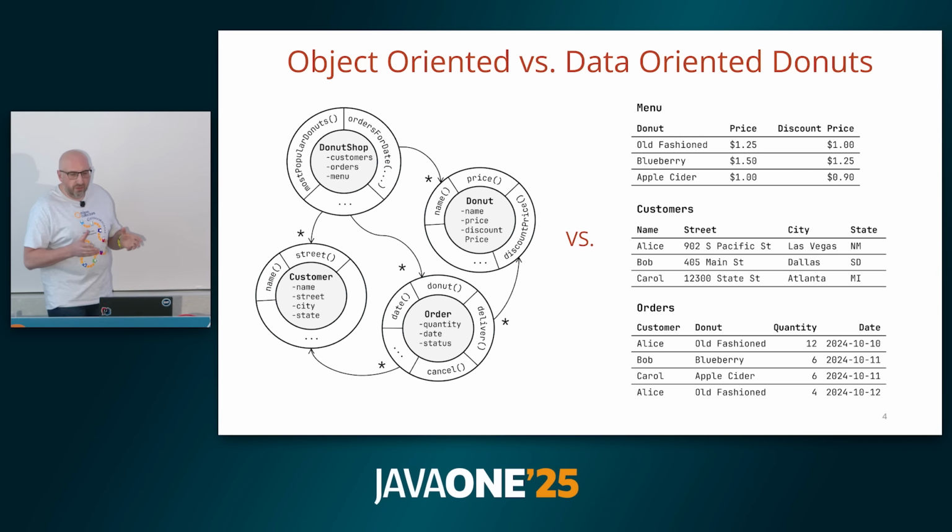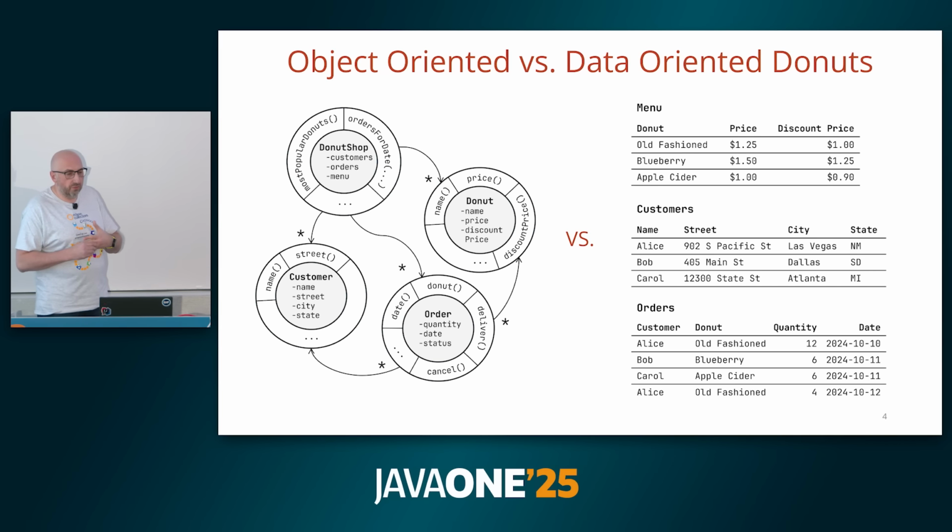Let's take this comparison and bring it into a concrete domain. In this case, we are going to use a donut shop as a domain. And this is actually the domain we'll be using, the types of entities we'll be using for code examples later in this talk. Let's start with object-oriented donuts. So we have our donut shop. The three main entities are donuts on the menu, which have names and prices. We have regular price, discount price.